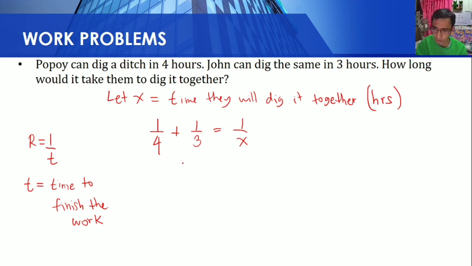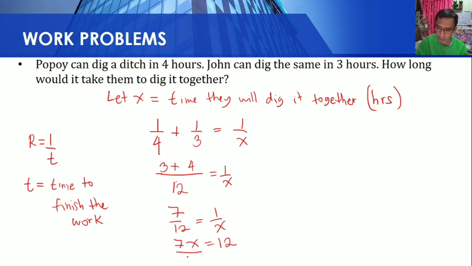1/4 plus 1 over 3. Kunin natin yung denominator nila. Ano yung denominator nitong dalawang to? 12. 12 divided by 4, that will be 3, times 1, that will be 3. Plus 12 divided by 3, that will be 4, times 1, that will be 4. Is equal to 1 over X. Simplifying, 3 plus 4, that will be 7 over 12, is equal to 1 over X. Cross multiply, 7X is equal to 12. Divide both sides by 7 para makuha natin yung value ng X.